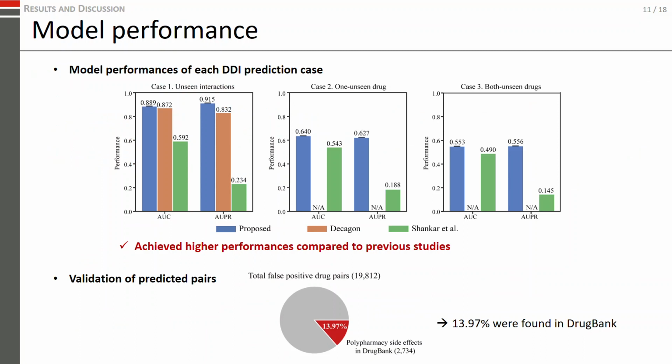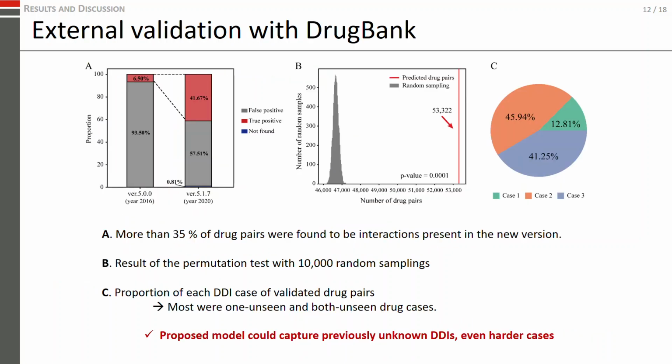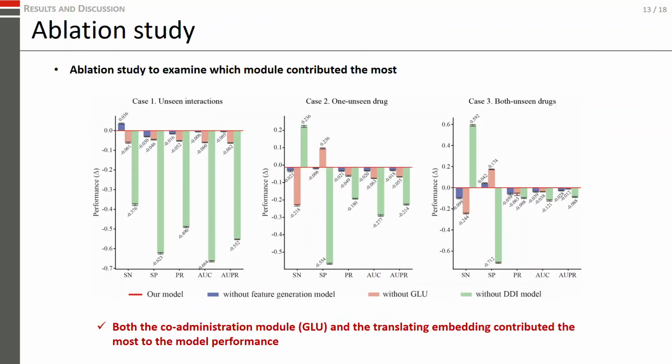As a result, the proposed model showed higher performance compared to 2 related studies. Also, it has the advantage of predicting interactions with unseen drugs. Through external validation with DrugBank, it showed that the model could capture possible DDIs, even harder cases. And the ablation study showed that both the co-administration module and the embedding contributed to the model performance.